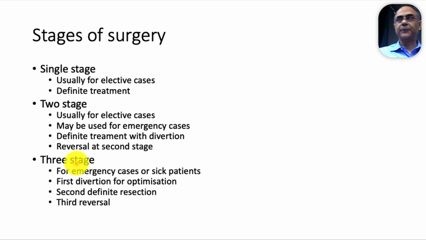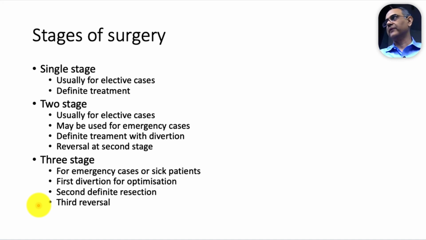3-stage surgery. A patient comes to you in emergency. He is very sick. He is obstructed. Your diagnosis tells us that there is a large gut tumor. He is very sick. We are unable to operate. What do we do? We temporarily divert. So surgery number 1, we temporarily divert. We take the patient to the ward. We optimize the patient, we diagnose the condition, we investigate the condition, we come up with the answer that he needs a proper tumor resection.